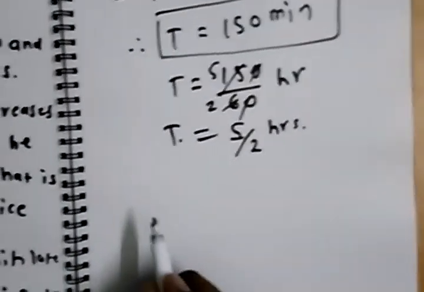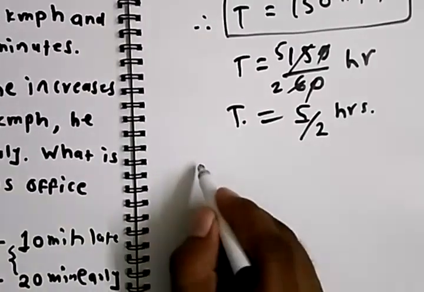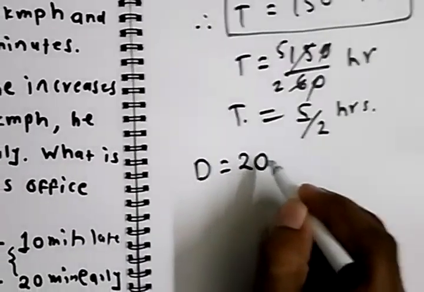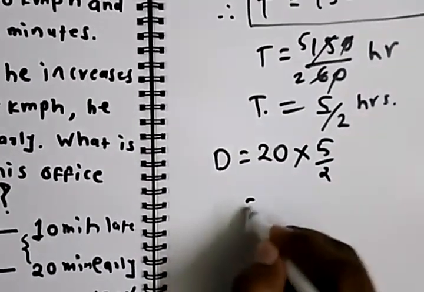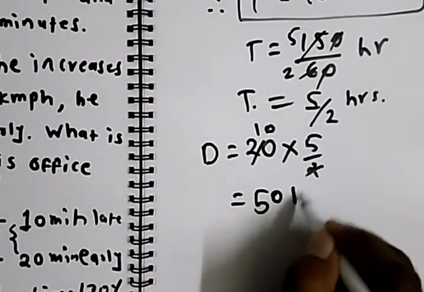Now we know original speed. Original speed is 20 km per hour. Original time is 5 by 2 hours. So distance is equal to original speed into original time. So that's 50 km.